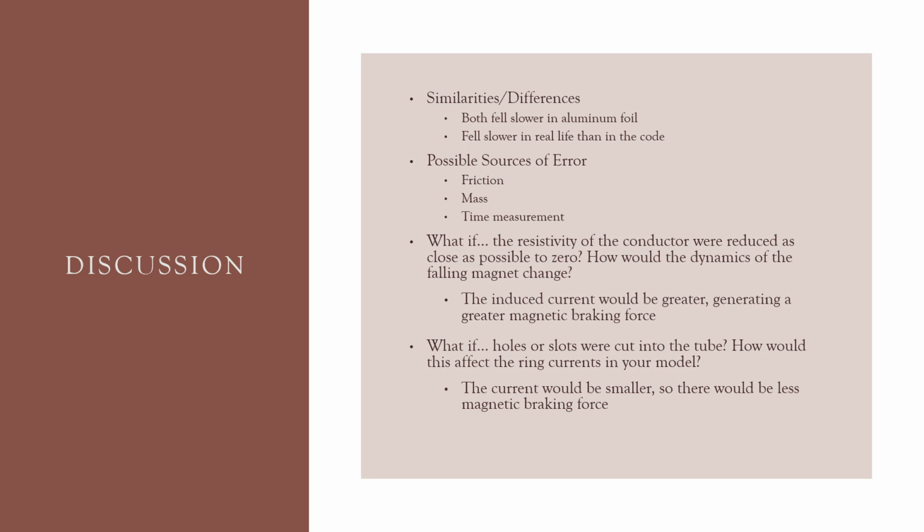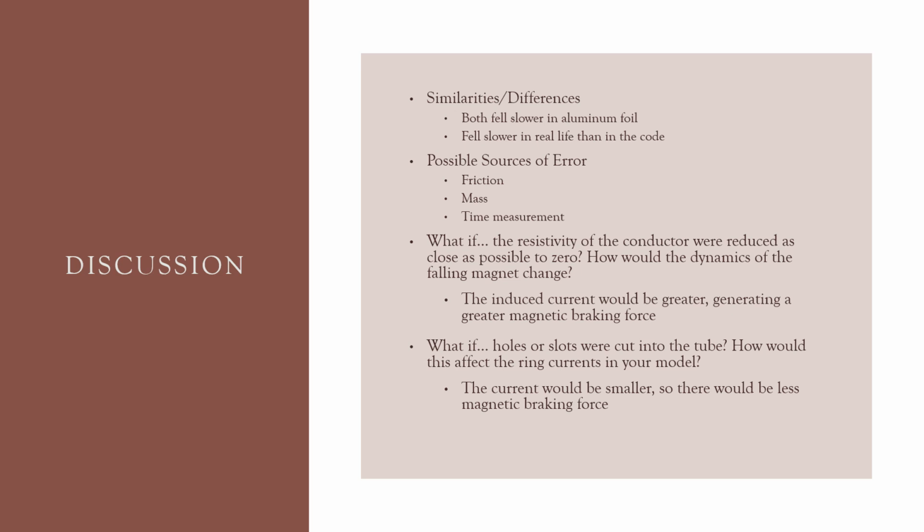So for the what if questions, what if the resistivity of the conductor were reduced as close as possible to zero? How would the dynamics of the falling magnet change? The induced current would be greater, and this would generate a greater magnetic braking force, so it would fall slower.